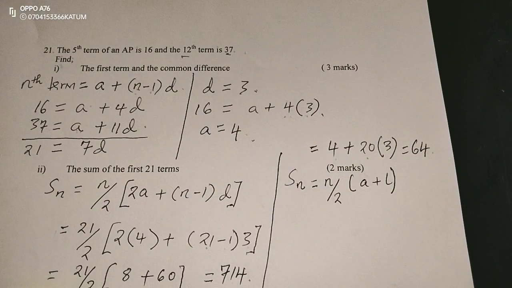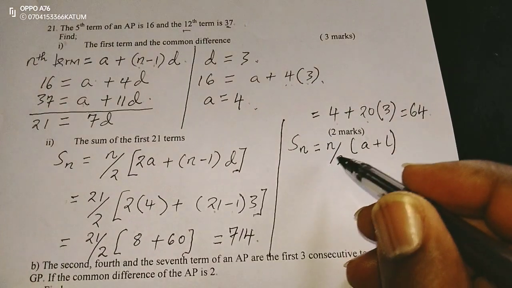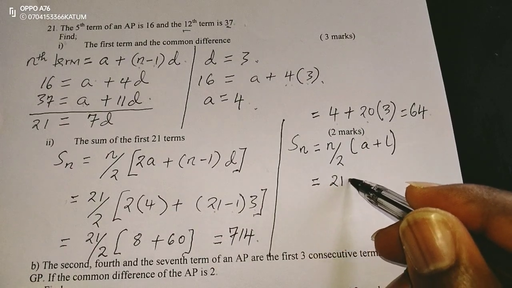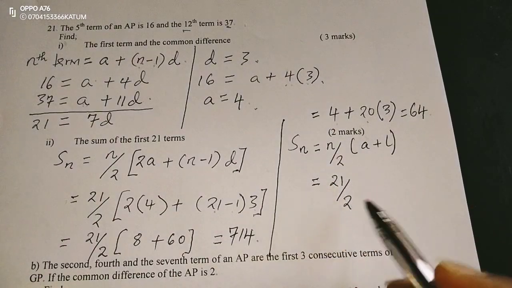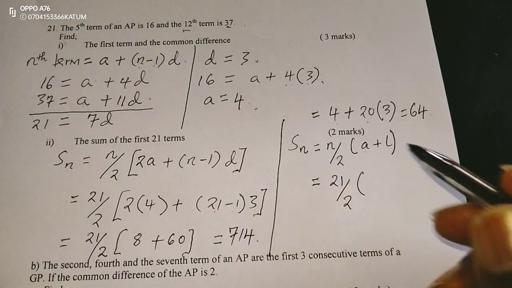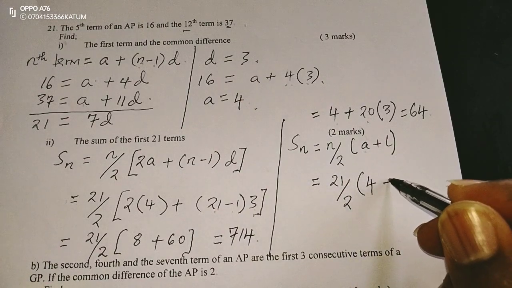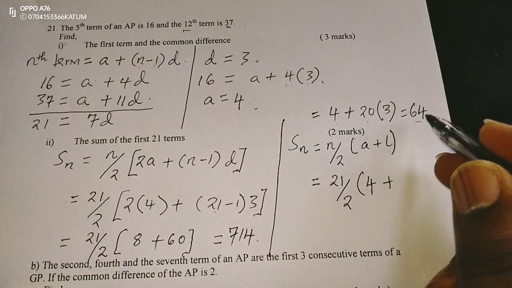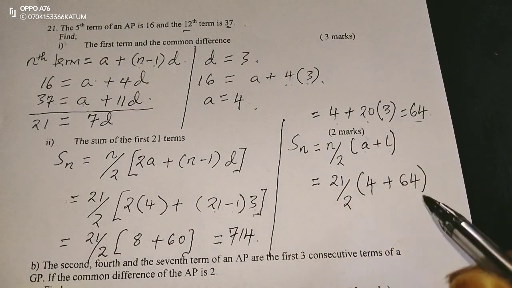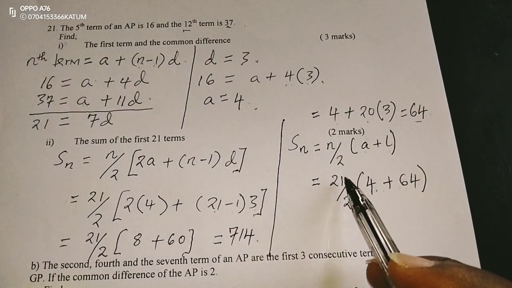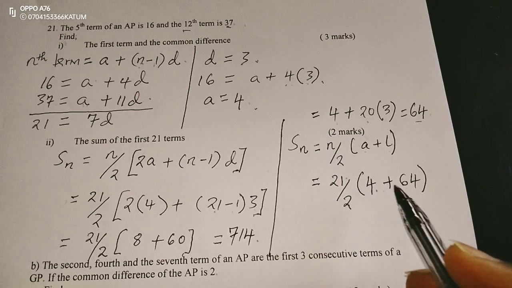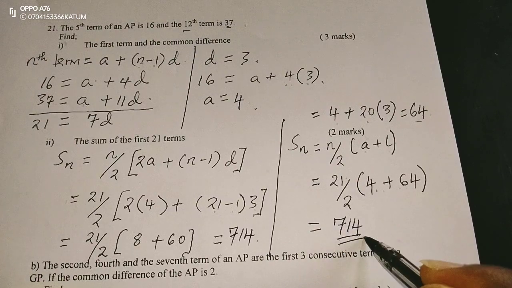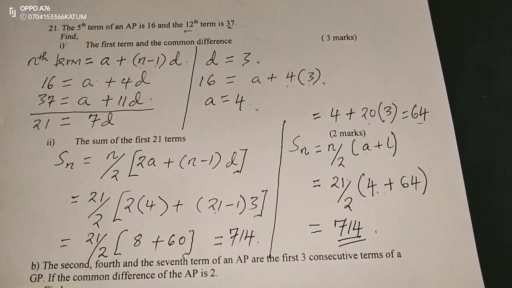If the 21st term is 64, this means we can get the sum of n terms by getting n out of 2, 21 over 2, into the first term, which is 4, plus the last term in that progression, the 21st term, 64. So this will give us again 68 multiplied by 21 out of 2, and automatically we will land at 714. So that is the sum of the first 21 terms.